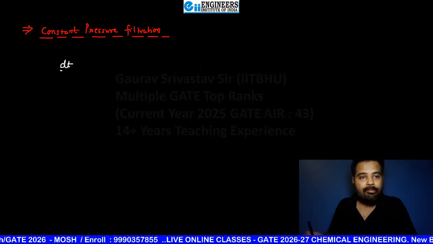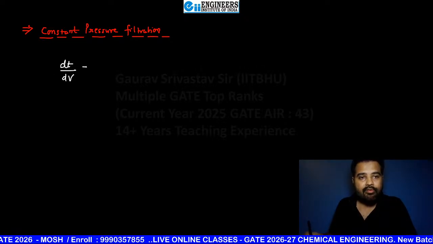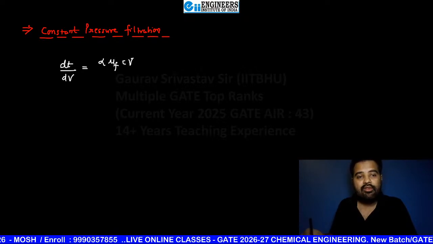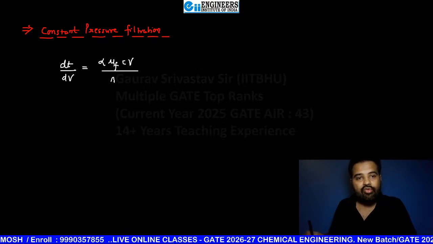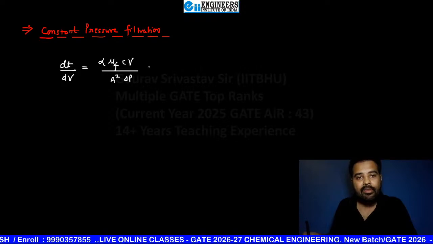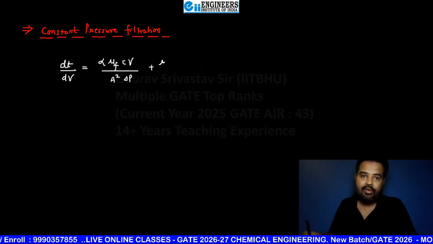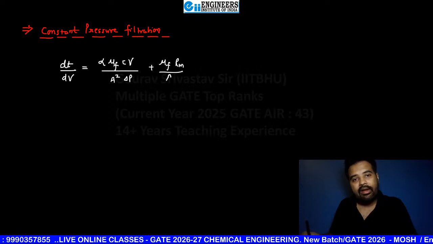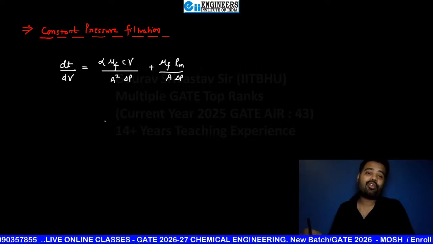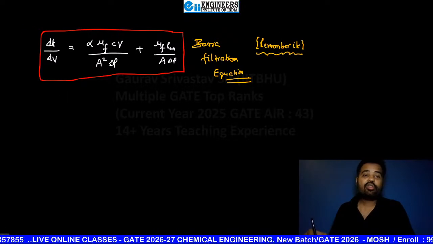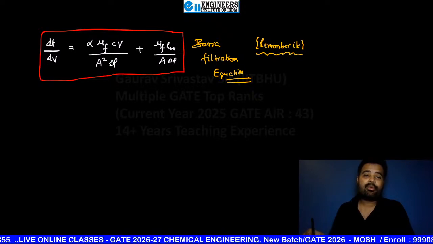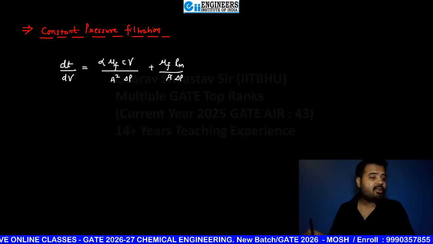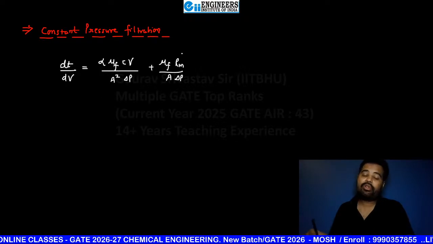dt by dv is equals to alpha mu cv upon A square delta P plus mu f Rm upon A delta P. Just tell me this one is correct or not correct. Everyone check it. Alpha mu cv upon A square delta P plus mu Rm upon A delta P. 100% correct. See, I wrote it without looking.